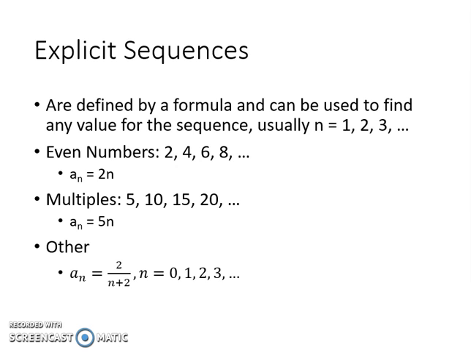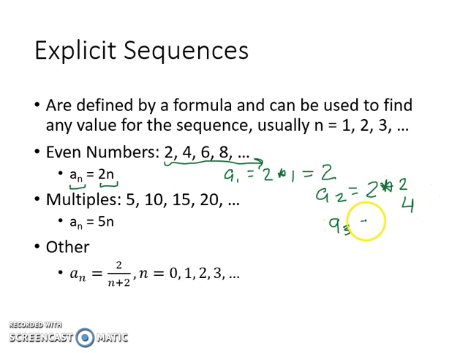So we can have even numbers. We could do the even numbers, and we know that they're 2, 4, 6, 8, and so on. And we can list them as a sub n equals 2 times n. So if n is 1, a sub 1 is 2 times 1, which is just 2. So a2 would equal 2 times 2, which gives us 4. A3 would be 2 times 3, which gives us 6. And so on down the line.